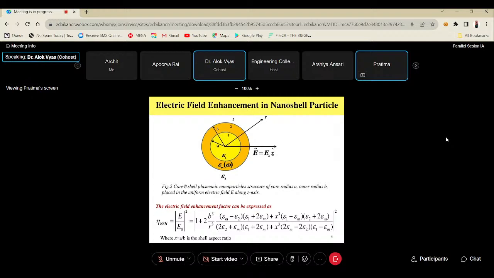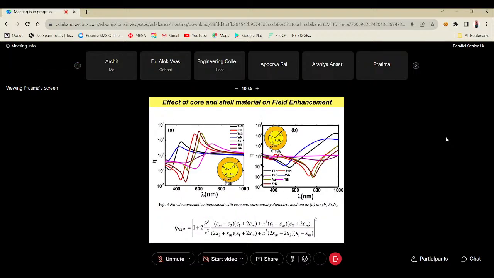So here we use the formula for electric field enhancement near a nanoshell particle of core radius a and shell radius b, which is placed in a uniform electric field along the z-axis. The dielectric constants are epsilon 1, epsilon m, and epsilon 2 for the core, shell, and embedded medium respectively. So we have studied the effect of core and shell material on field enhancement.